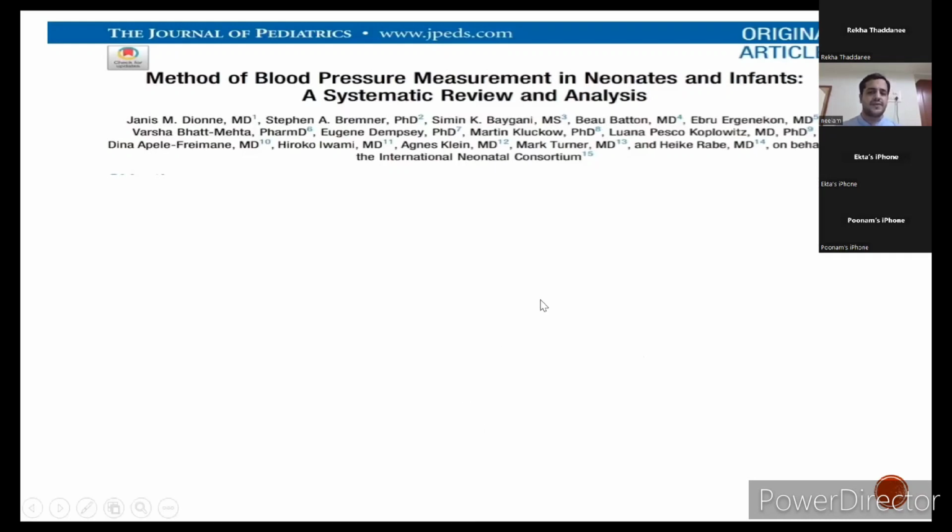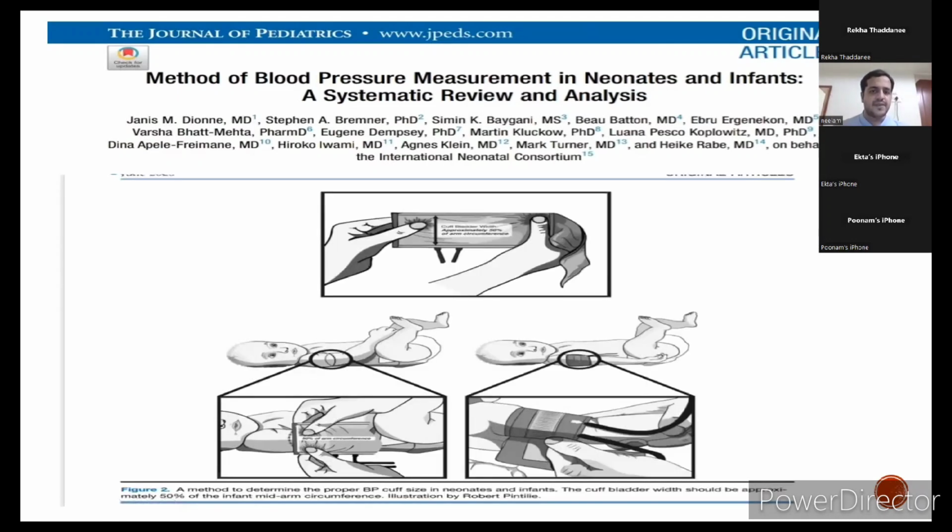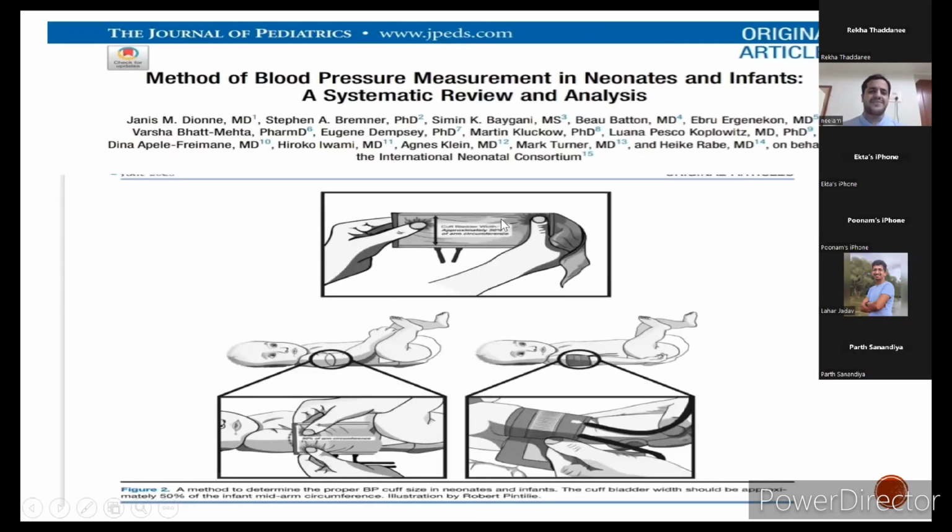This was a systematic review published in 2021 in the Journal of Pediatrics, and they studied the different methods for BP measurement in neonates and infants. I have purposefully kept this slide for our residents to learn the ideal cuff size for a particular baby. Many times when I asked residents to measure BP, they would use a very small cuff, tied tightly somehow, and inform me of the BP.